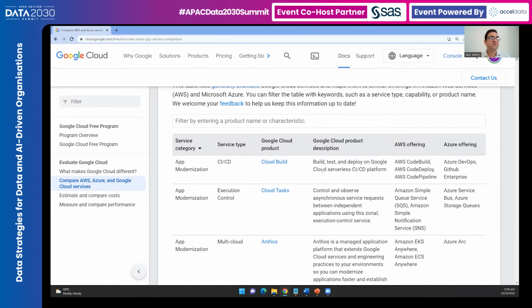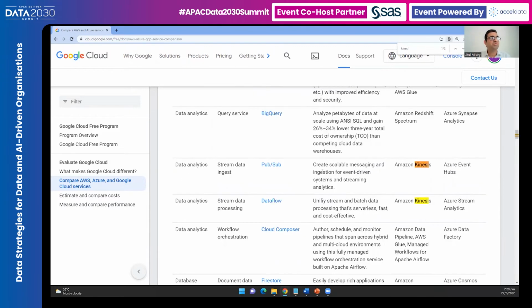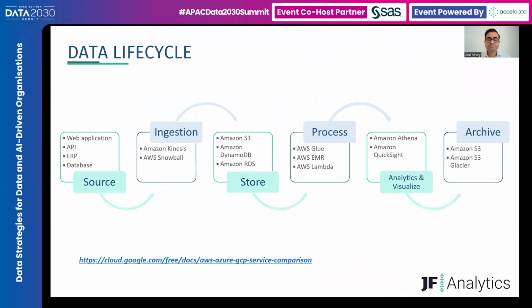Or if I am very good in AWS, and I want to search for Kinesis and know which services are available in Google or Microsoft Azure, I can immediately identify which service I want to use if I go for Google or Microsoft Azure. Coming back to our slides.